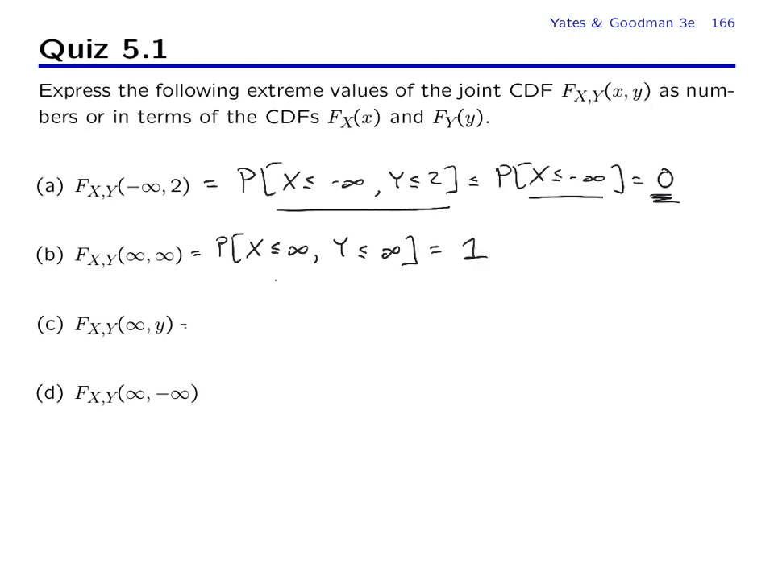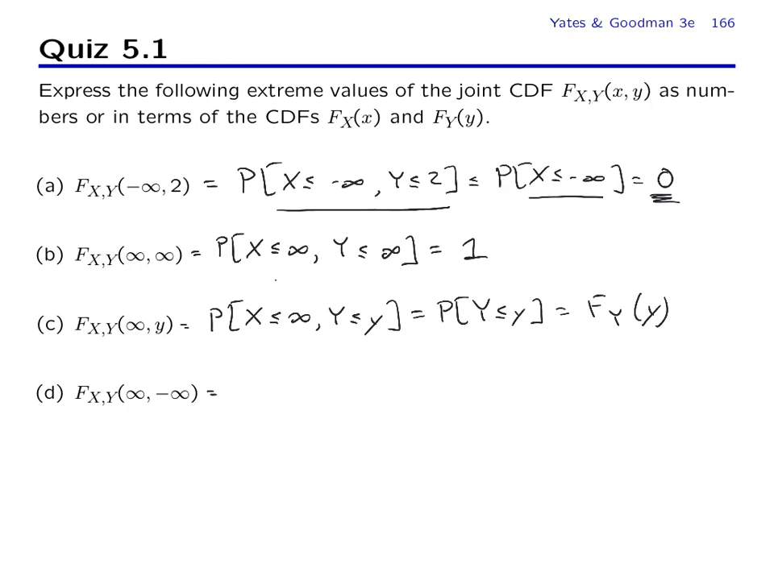Next, we look at the CDF at x equals infinity and y equals little y. And this is the probability x is less than or equal to infinity, y is less than or equal to little y. But x is always less than or equal to infinity, so that joint event is just the event that y is less than or equal to little y, and its probability is the CDF of y.